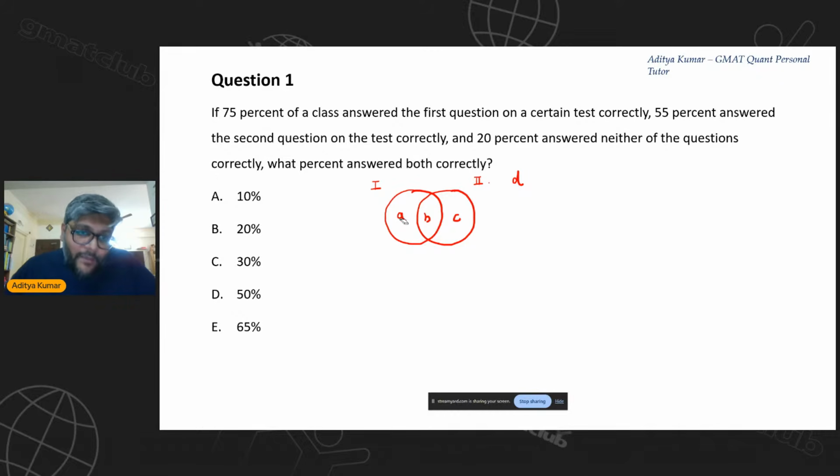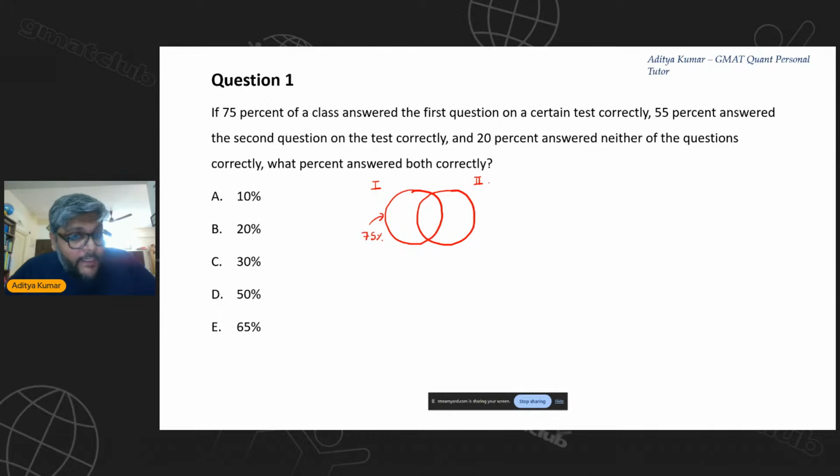My personal opinion on that is, if you're making the equation, you're making the question very algebraic in nature, and then you're not using the advantage that the Venn gives you. The advantage the Venn gives you is visualizing the question, looking at the regions and working with those regions. So if I was putting in the data here, 75% of a class answered the first question correctly. So let's say this circle represents the people who answered the first question correctly. So this entire circle would be 75%.